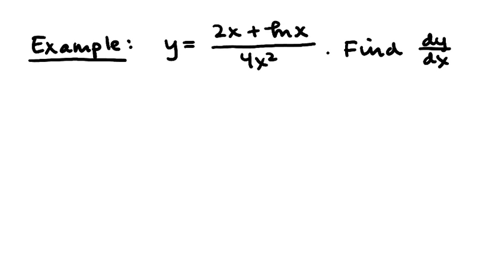All right, let's work an example. Let me work one, and then y'all can work a couple, something like that. y is equal to 2x plus the log of x, divided by 4x squared. Find dy/dx. Well, we're going to need to use the quotient rule because I've got the quotient of two different functions.